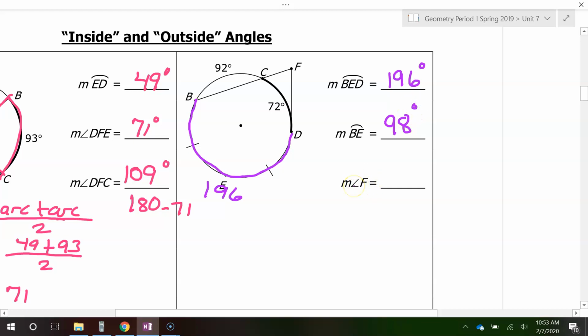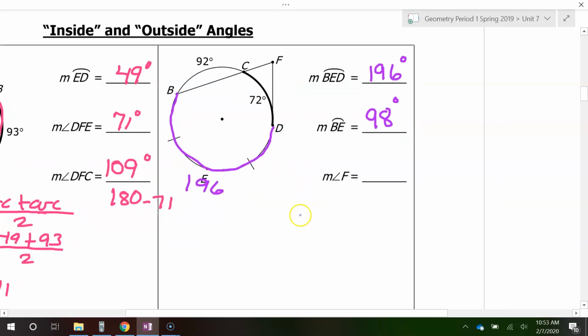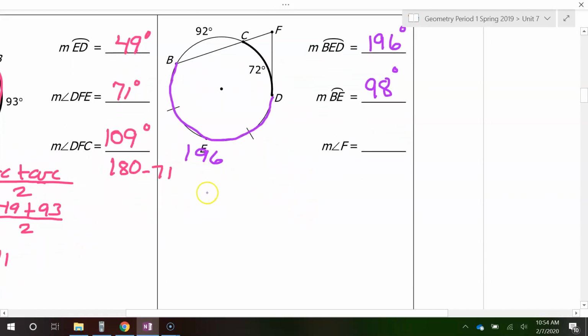All right, now, what about the measure of angle F? Well, we have learned that when you have an angle with the vertex outside the circle, the formula goes like this. Angle equals big arc minus small arc divided by 2.